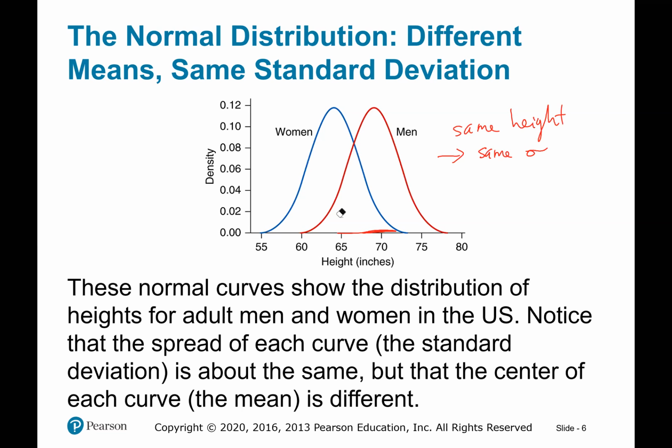Okay, what about the mean? So for the blue one, it looks like the mean is about 64. But for the red one, it looks like the mean is 70. So it's a different mean, because why? Because they have different positions. Okay, different position, so different mean. All right. So now I'm gonna move to the next page.